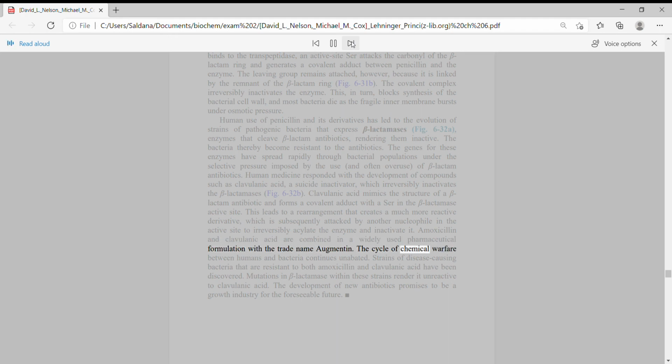The cycle of chemical warfare between humans and bacteria continues unabated. Strains of disease-causing bacteria that are resistant to both amoxicillin and clavulanic acid have been discovered. Mutations in beta-lactamase within these strains render it unreactive to clavulanic acid. The development of new antibiotics promises to be a growth industry for the foreseeable future.